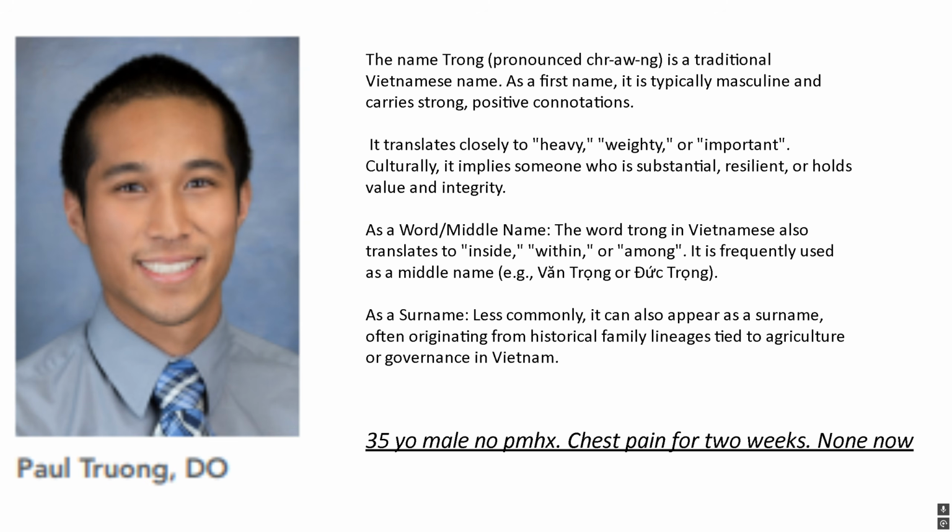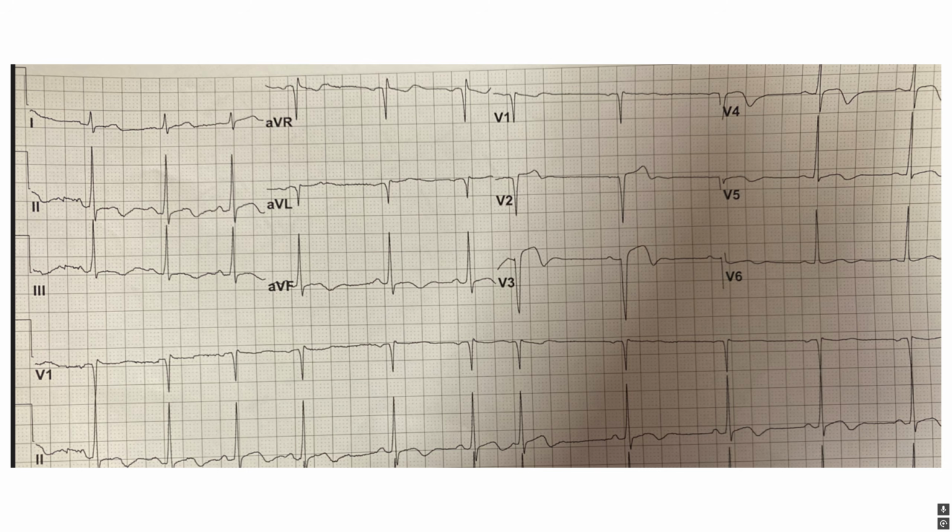All right, this one comes from Paul Trong, a.k.a. Moneybags Rich Daddy. This guy is a financial wizard. He's richer than I am, and he's not going to work as long as I am, so I hate him. Okay. His name means a bunch of different things: masculine, strong, positive, heavy, weighty. That's typical for him because he is a positive, fatty, fat guy. He's so fat. Actually, he's not. You can shred cheese on his abs. He's ripped up. So he says, 35 male, no past medical history, chest pain for 2 weeks, none now.